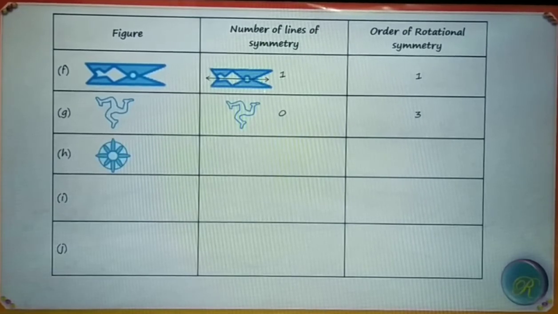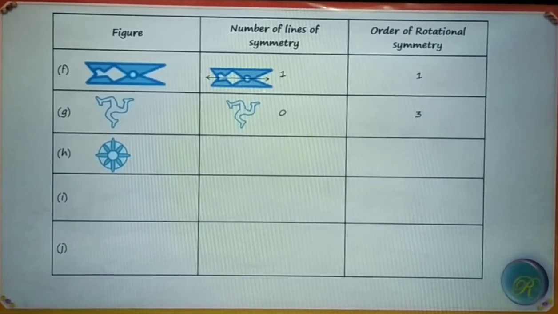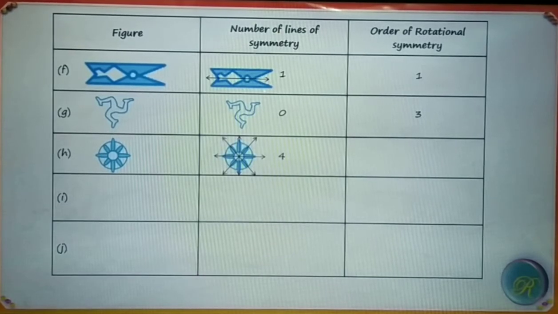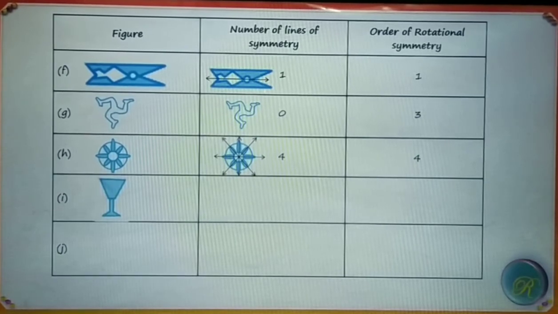Figure H. Number of lines of symmetry 4. Order of rotational symmetry 4, because angle of rotation is 90 degree. Figure I. Number of lines of symmetry 1. Vertically we can draw. Order of rotational symmetry 1.